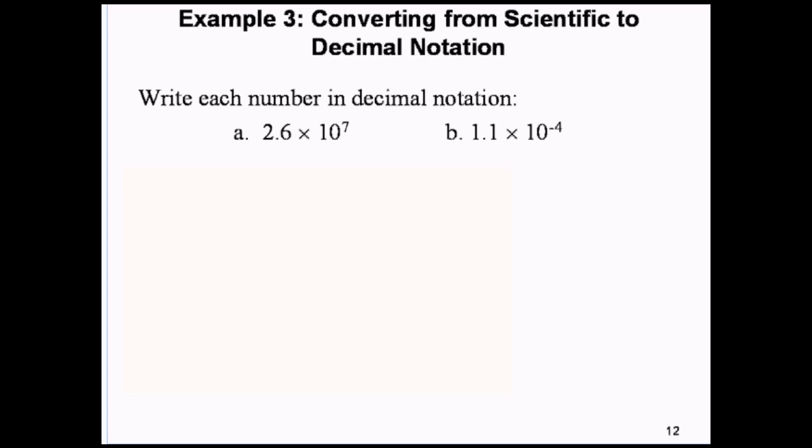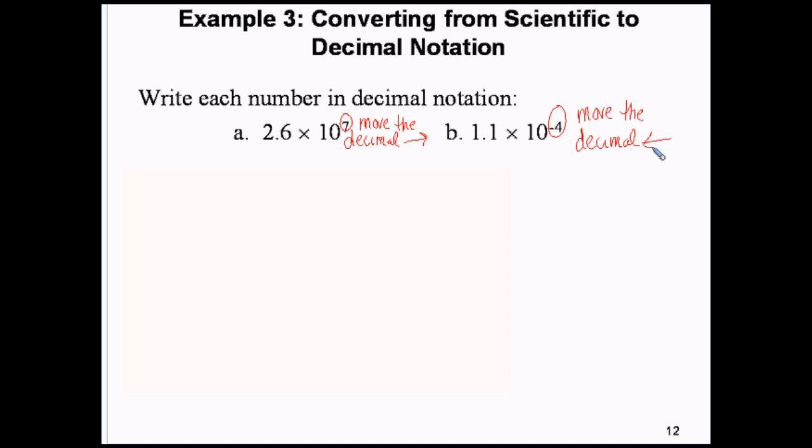So, if we have a positive exponent, this tells us how many places to move the decimal to the right. And a negative exponent tells us how many places to move the decimal to the left. Okay, same as on another one.